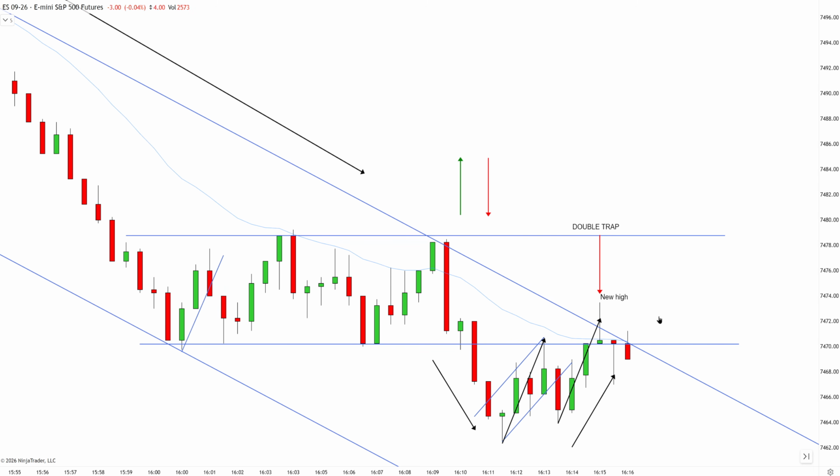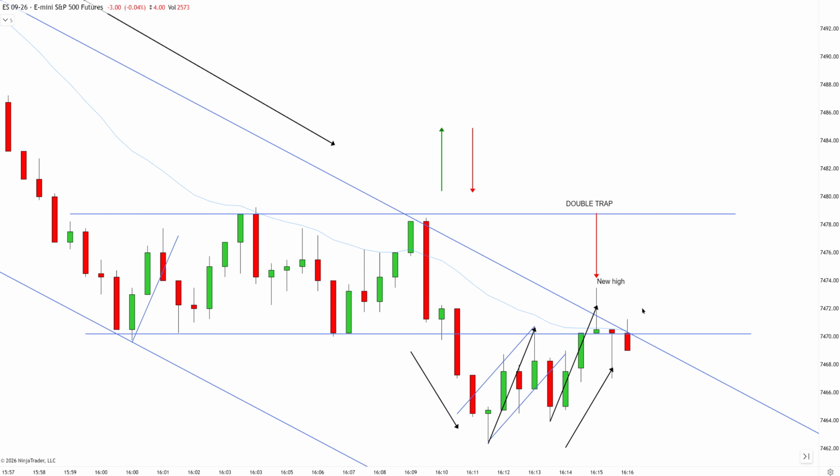Can I get a lower high? And now we have a lower high confirmation setup. Look at the key entry points, how they are preventing the market from breaking higher.